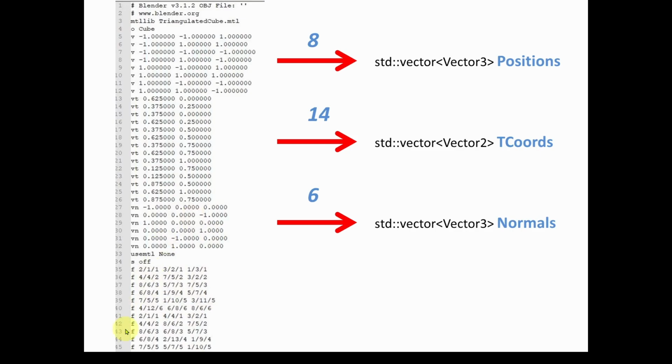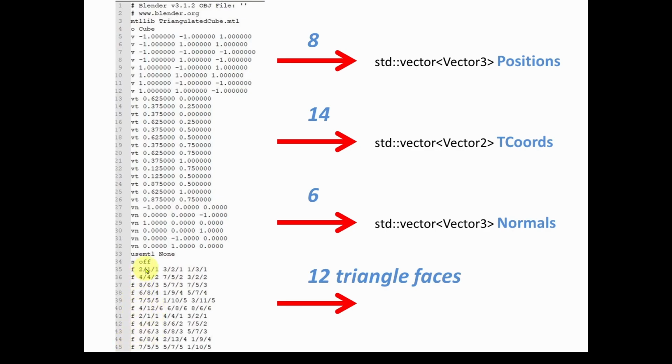And this is where all the work is going to be done on these face lines. It's going to take all of these positions, t-coords, normals, and these face lines, and from that it's going to generate what's called a mesh. These sets of faces define 12 triangles. We said before it's 6 faces. Each face has 2 triangles. So these are all the triangle faces.